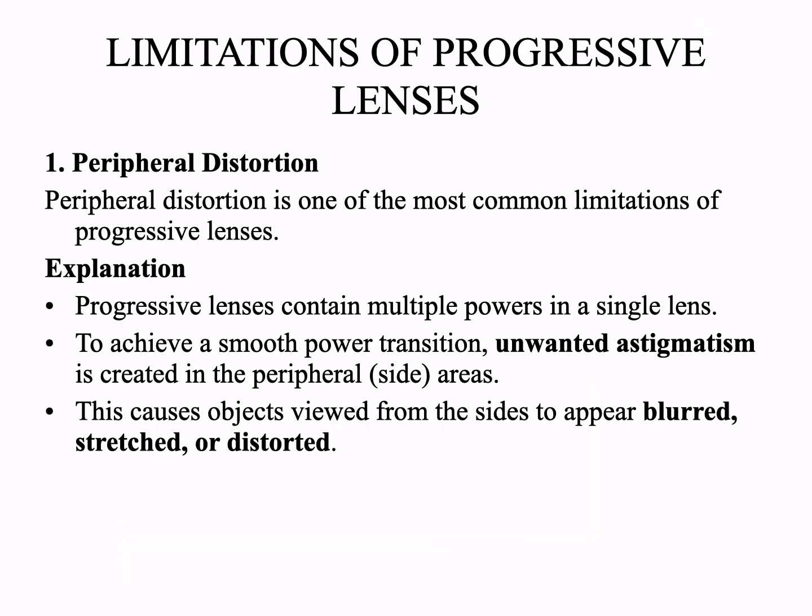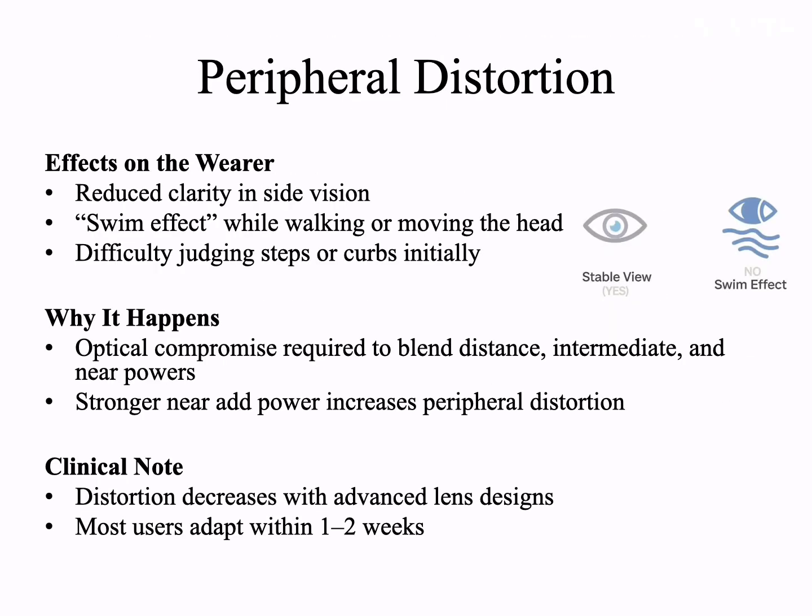So what are the limitations of progressive lenses? Number 1, peripheral distortion. Peripheral distortion is one of the most common limitations of progressive lenses. If the patient experiences peripheral distortion, you should tell the patient that it contains multiple powers in a single lens, and to achieve the smooth power transition, unwanted astigmatism is created in the peripheral side areas. So this causes objects viewed from the side to appear blurred, stretched or distorted.